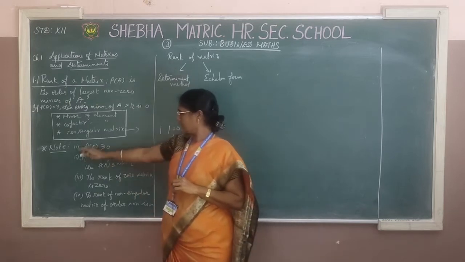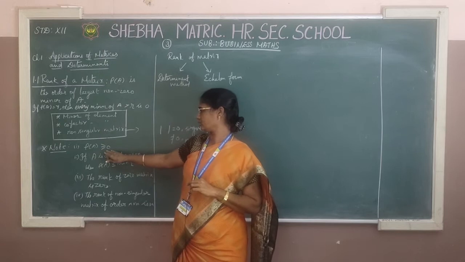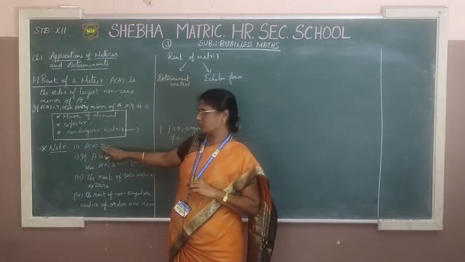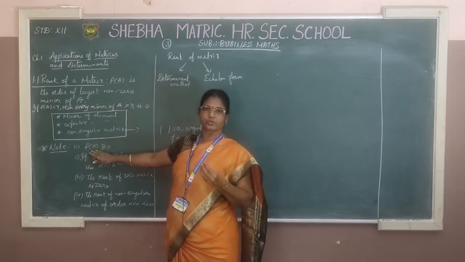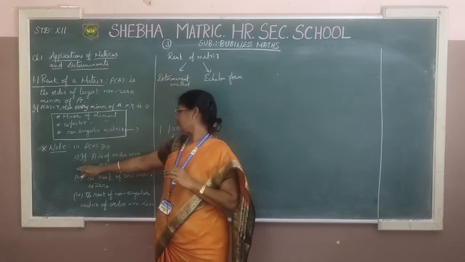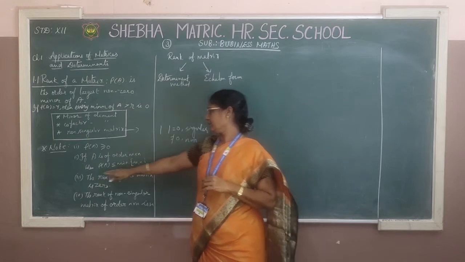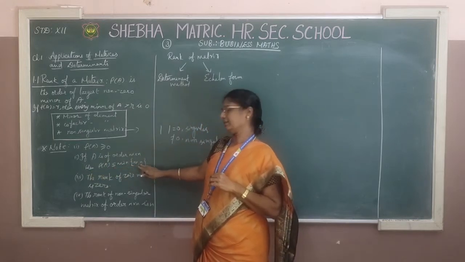I am going to write 4 points. The first one is rho of A is greater than or equal to 0. That means our rank of the matrix is greater than or equal to 0. That means its rank value may be 0 or greater than 0, not less than 0. The second one, if A is of order m by n, then rho of A is less than or equal to minimum of m, n.